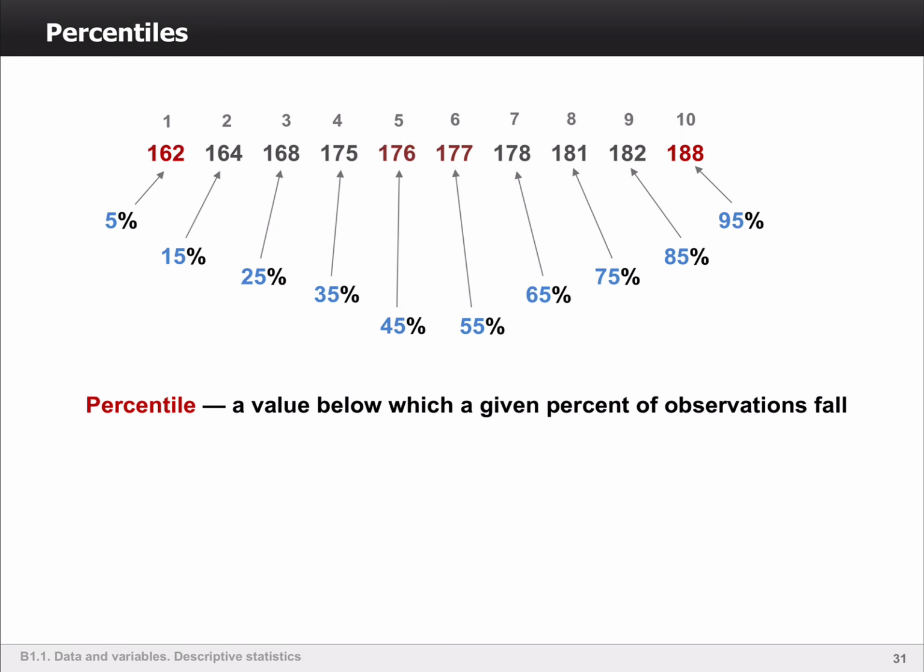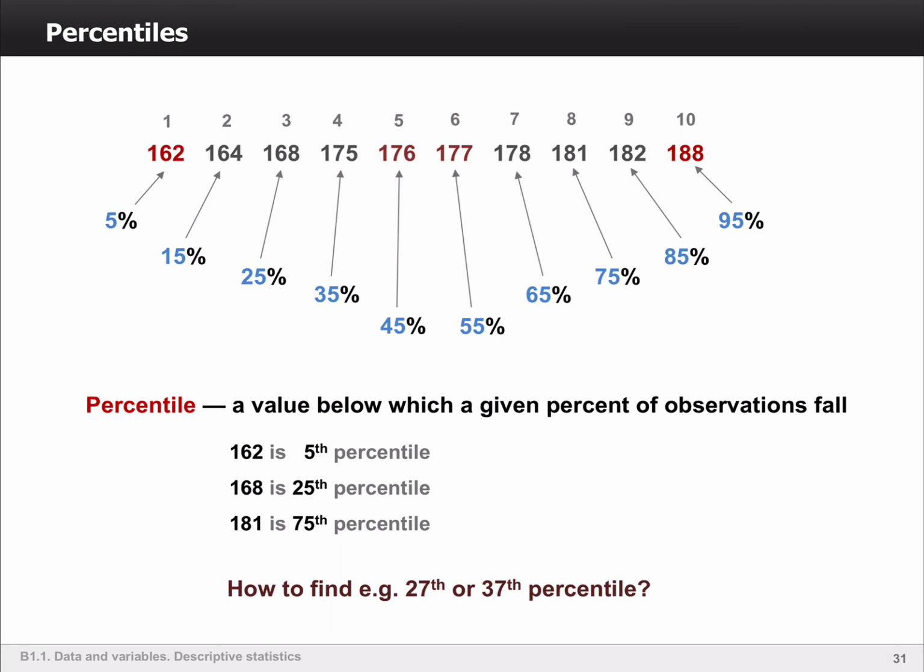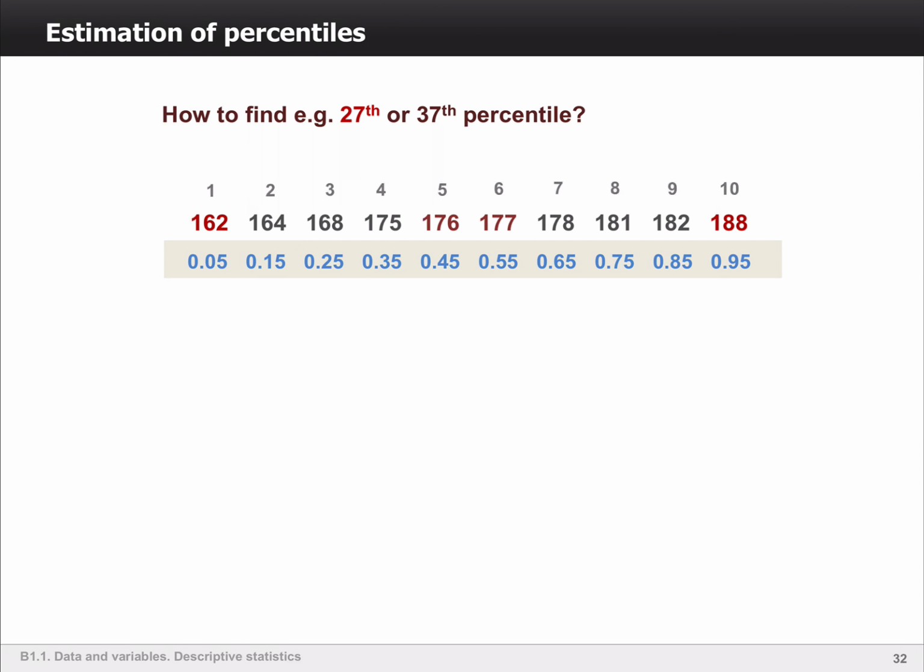For example, we can say that 162 is the 5th percentile, because we assume that 5% will be smaller. 168 is the 25th percentile, 181 is the 75th percentile, and so on. But what to do if we want to find something in between, for example, the 27th or 37th percentile? In this case, we can use a sort of linear interpolation, and let me explain how to do that.